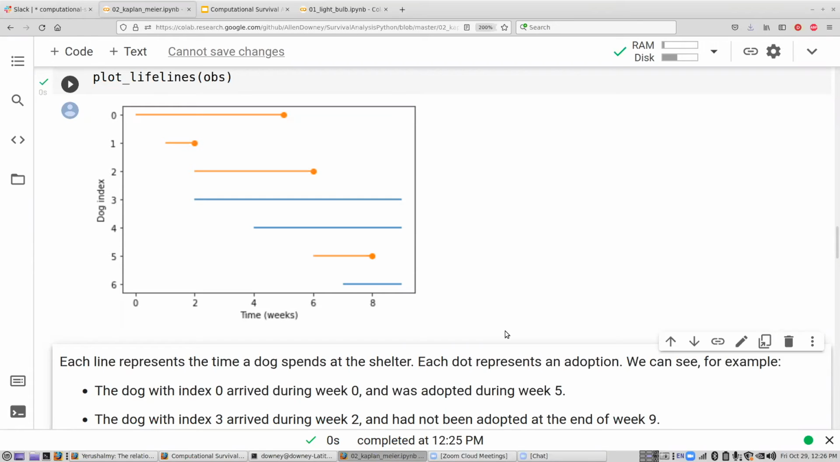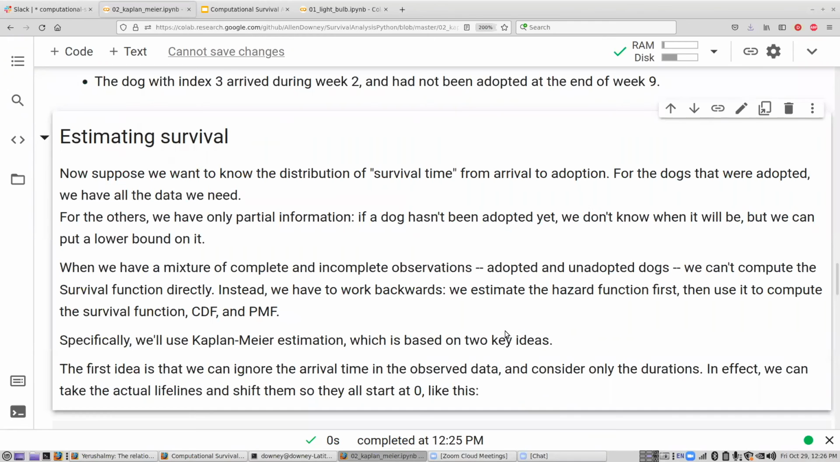The vertical axis here is just an index for dog number 0, dog number 1, dog number 2. And so if you read this, you would say, okay, dog number 0 arrived during week 0 and was adopted during week 5. And if you go down, dog number 3 arrived at week 2, and it was still in the shelter at the end of week 9, which was the end of the observation.